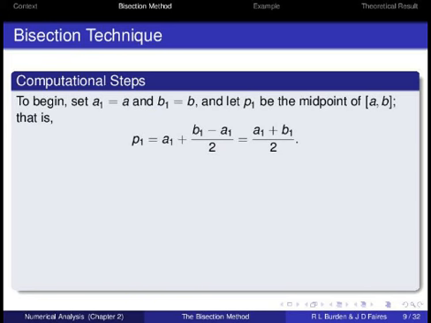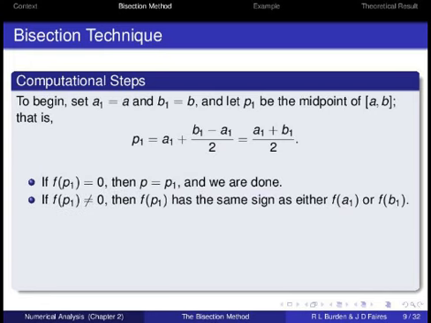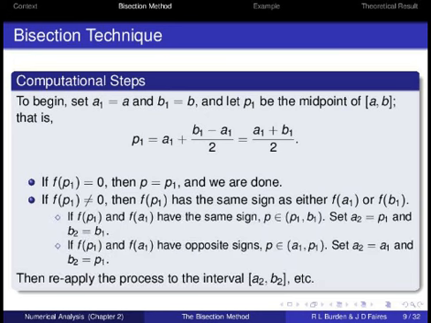The computational step is that P1 equals A1 plus B1 divided by 2 in the first iteration, so that is the midpoint. Then if f of P1 is equal to 0, P is the root, and if not, P1 will replace either A1 or B1 based on the opposite sign condition. I hope you got my point. It is all about the computational steps, and the algorithm is given, so you can also make the algorithm by yourself.